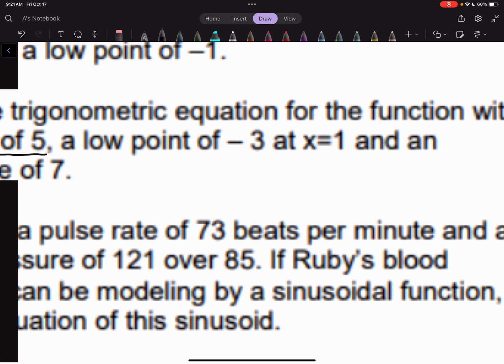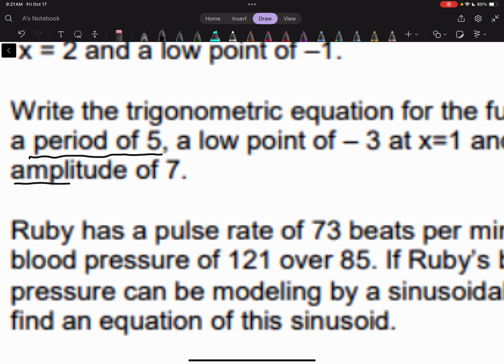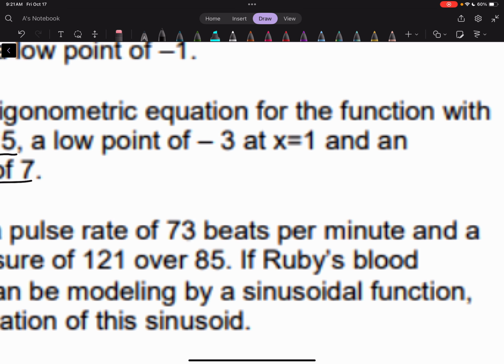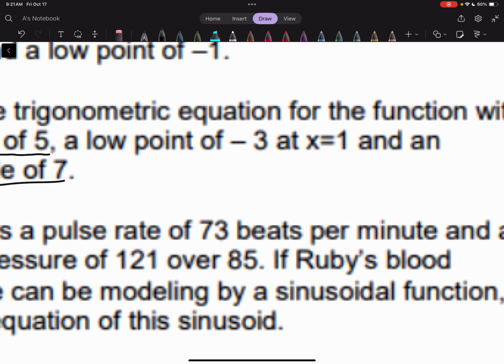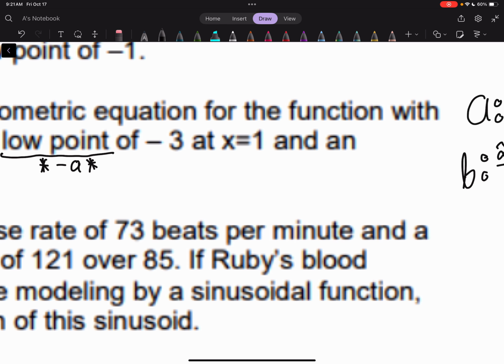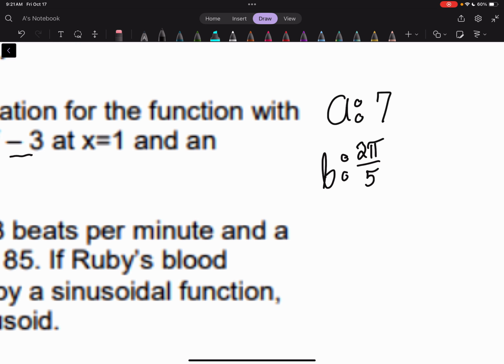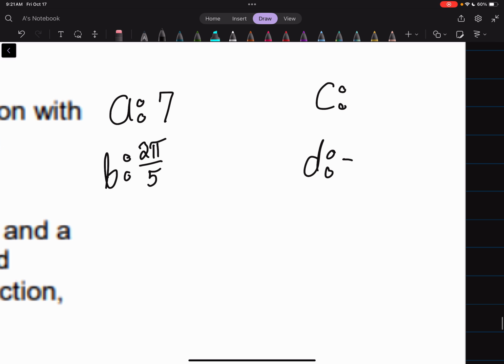My a value says there is an amplitude of 7. Now, this middle part, a low point of -3 at x equals 1, is very important. First, let's say this is a low point. This tells me I need to have a negative a value. The low point is -3. This tells me my vertical shift, because if my lowest is -3 and I add 7 to it, I can get my midline of 4.